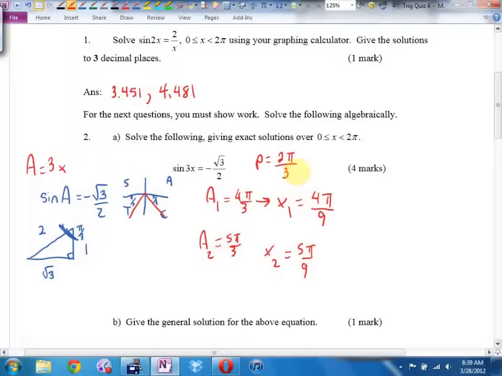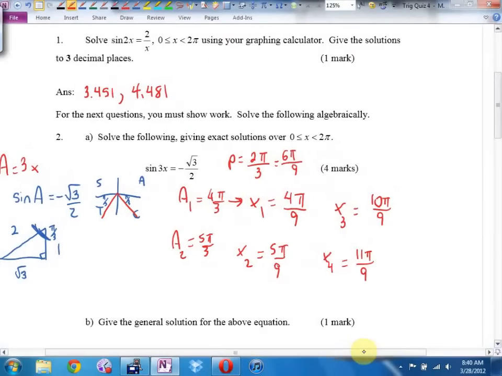Why don't I make my period 6 pi over 9, which is 2 pi over 3, but that lets me do this in my head, because now I can tell you there's going to be a third x value. It's going to be this plus the period, 10 pi by 9. There's going to be a fourth x value. It's going to be this plus the period, 11 pi by 9.